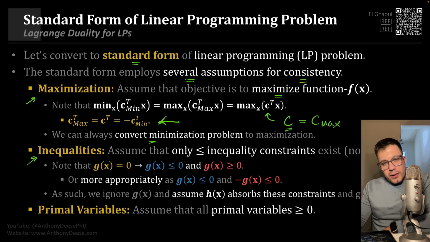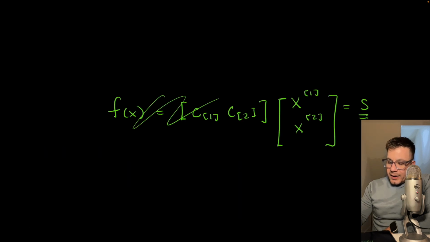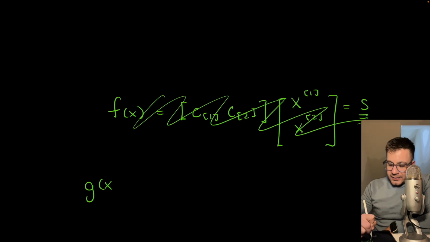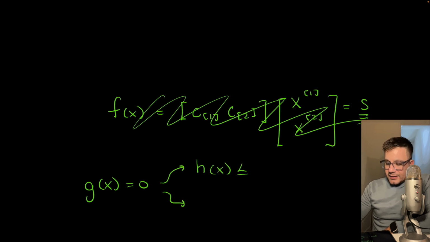The next is inequalities, or the presence of inequalities versus equalities. So generally in the standard form, we only have less than or equal to inequality constraints. We don't have any equality constraints. However, that's a problem that's pretty easy to solve because we can take any equality constraint and convert it into two inequality constraints, right? If we have something like g of x equals 0, that's the same as saying we have one h of x that is less than or equal to 0 and one negative h of x that is greater than or equal to 0, right?